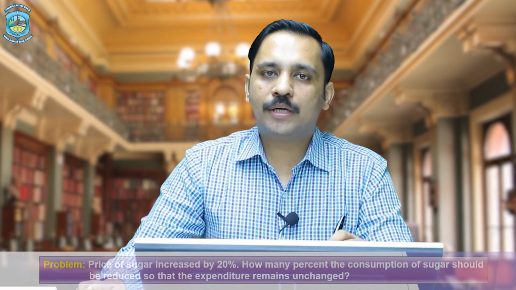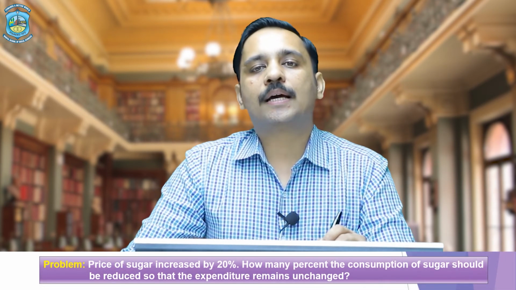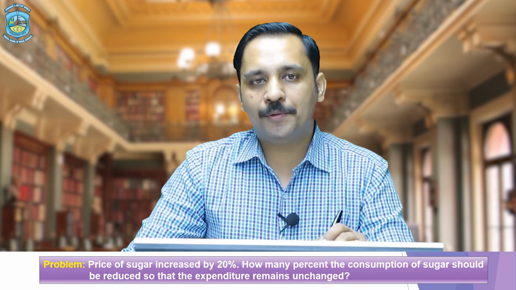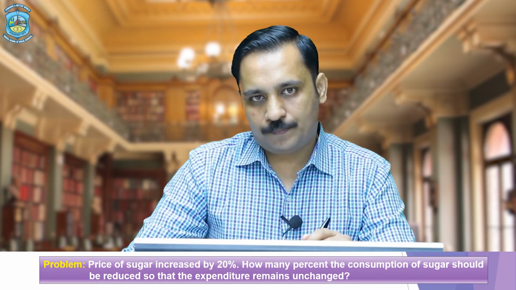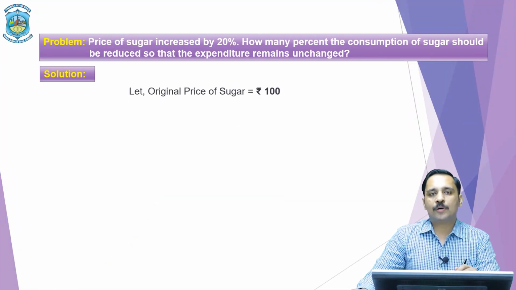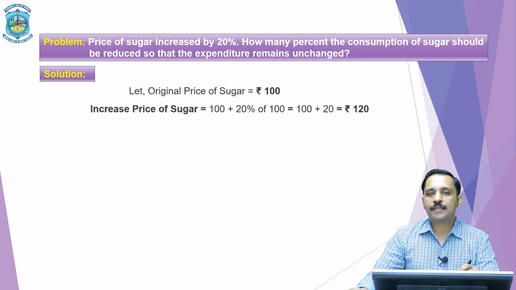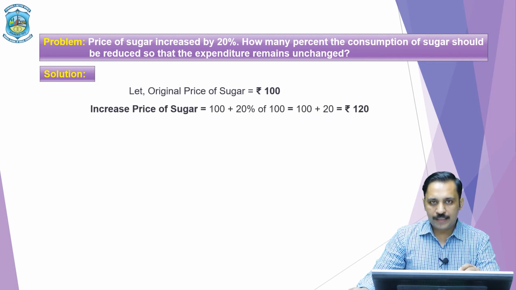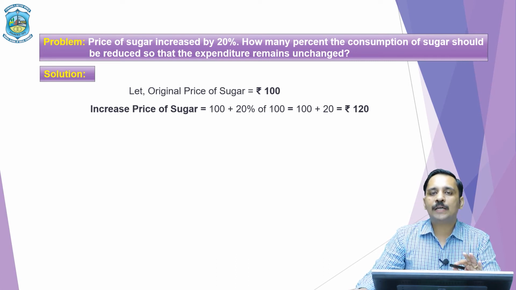The next question. The price of sugar increased by 20%. By what percent should the consumption of sugar be reduced so that the expenditure remains unchanged? Let us see the solution. Let the original price of sugar be 100 rupees. Now, the price of sugar is increased by 20%. That means 100 plus 20% of 100, which is equal to 120 rupees.